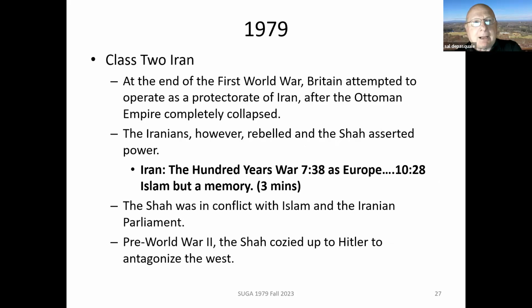But at the end of the First World War, Britain wants to take over Iran as a protectorate.